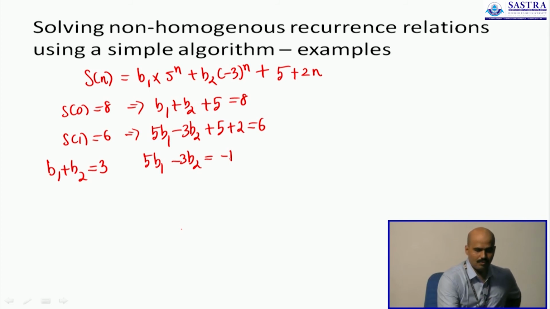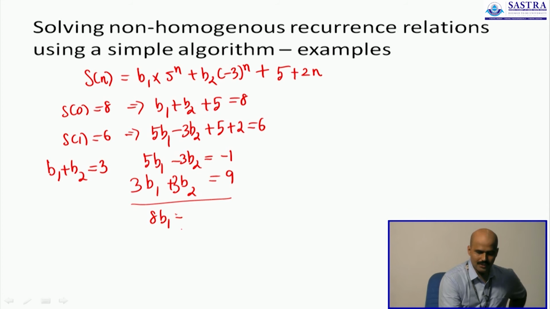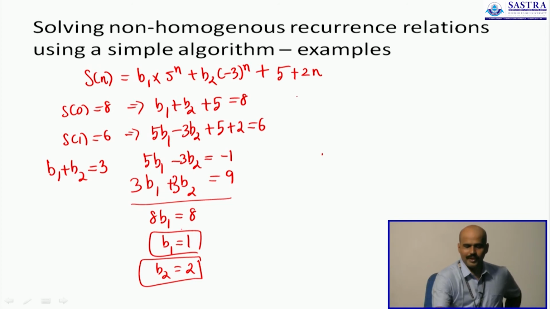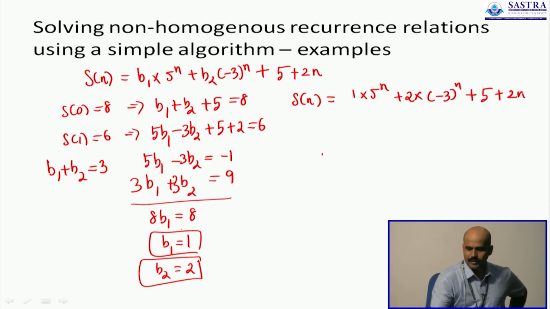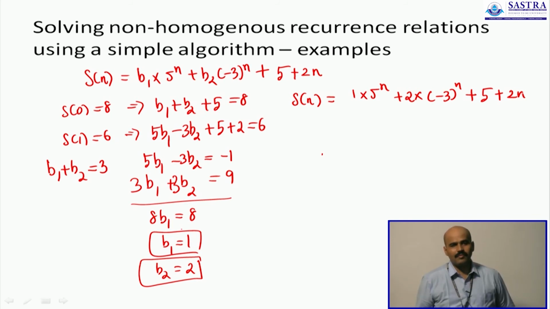Let's multiply the first equation by 3. So 3 b1 plus 3 b2 is 9, and adding them will eliminate b2. So 8 b1 is 8, or b1 is 1. If b1 is 1, b2 is 3 minus 1, and therefore b2 is 2. Therefore the complete solution for the recurrence relation is 1 times 5 power n plus 2 times minus 3 power n plus 5 plus 2n.